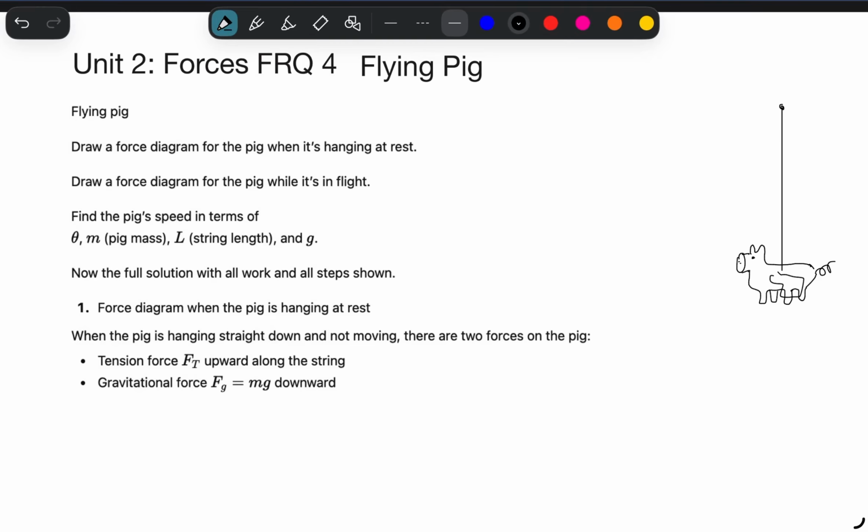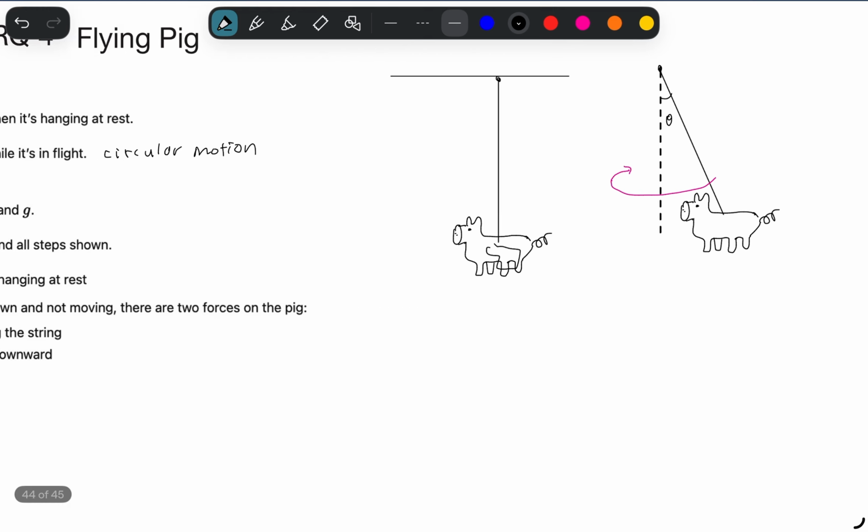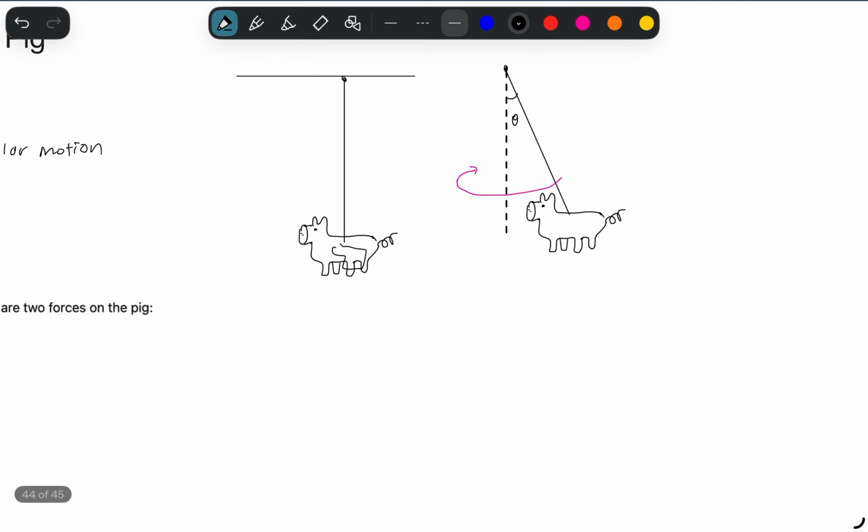In this video, we are going to be doing a Unit 2 Forces FRQ on a flying pig. The flying pig is basically a pig with wings that goes in a circular motion while attached to a string that is attached to the wall. So it is going to make a conical shape when it revolves around that circular path.